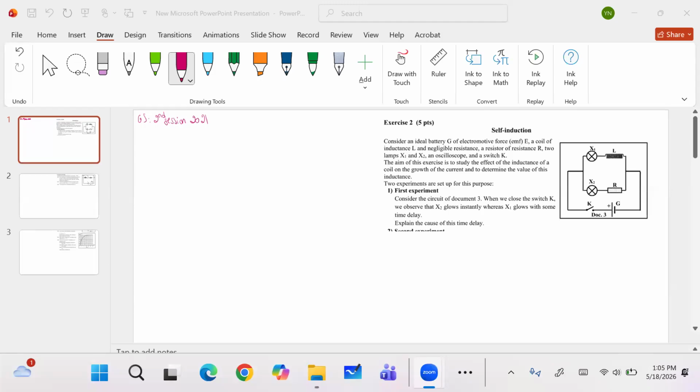Today we will be solving the second session 2021 for the GS. Of course, the LS can benefit from that too. I hope these videos are beneficial for you.